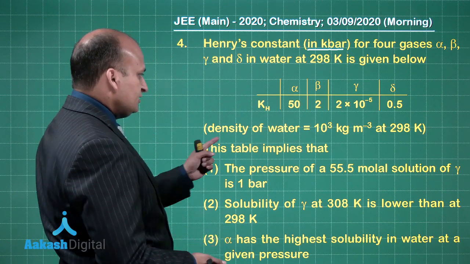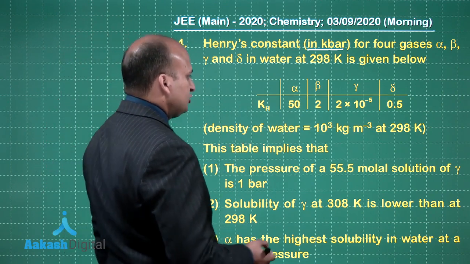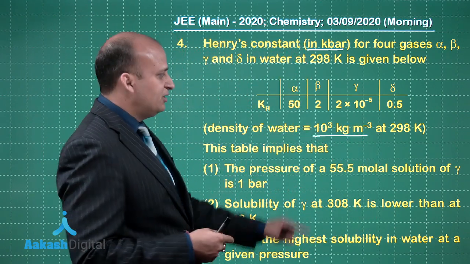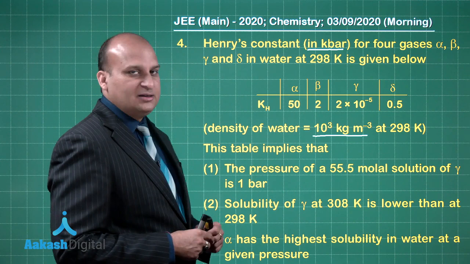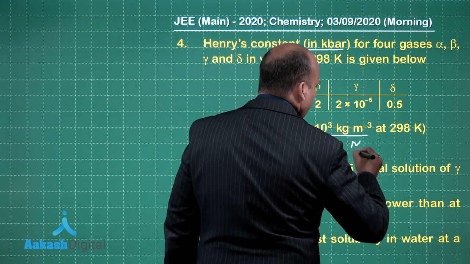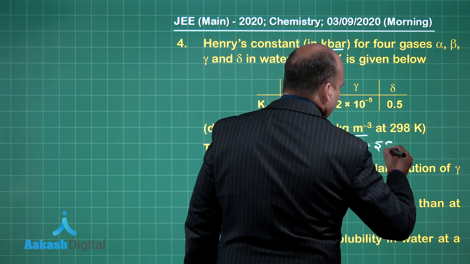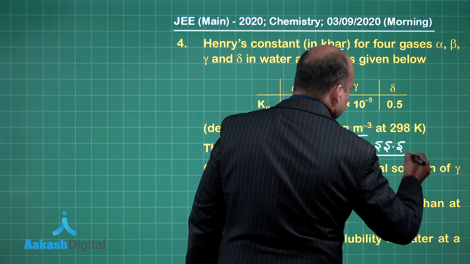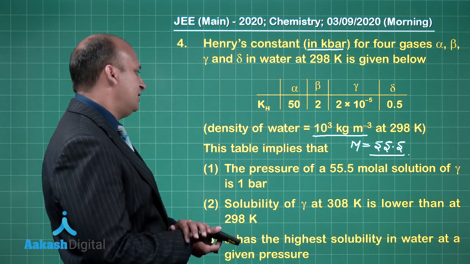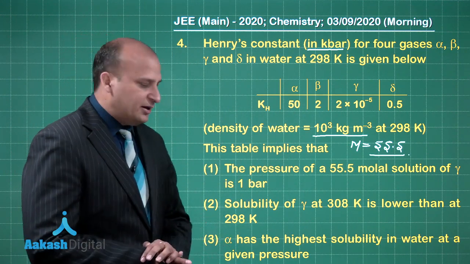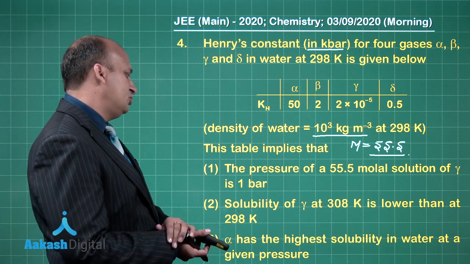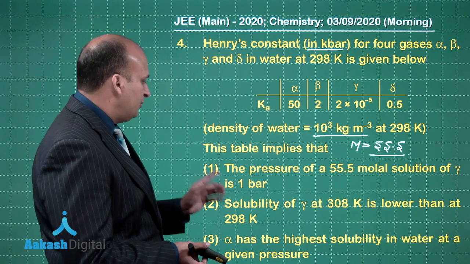It says density of water is equal to 10 raised to power 3 kg per meter cube. Okay, so they have used one more concept. Why are they giving this particular density? Because this particular density refers to the molarity of water equal to 55.5. Okay, that will be the molarity of water at this particular density. Okay, now let's go ahead. The pressure of a 55.5 molar solution of the gamma is 1 bar.